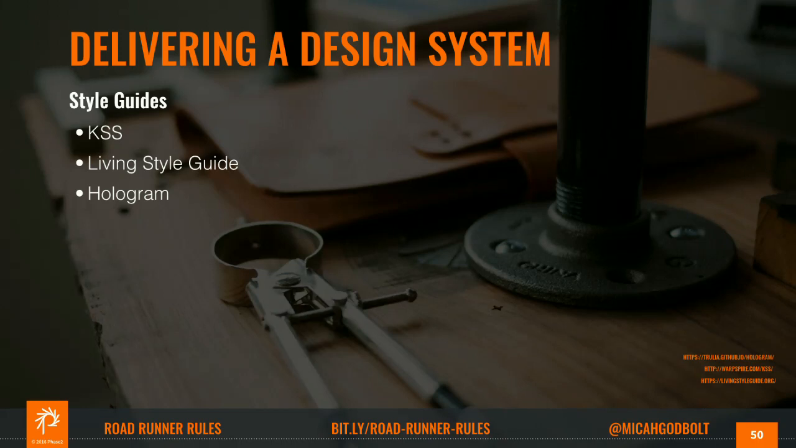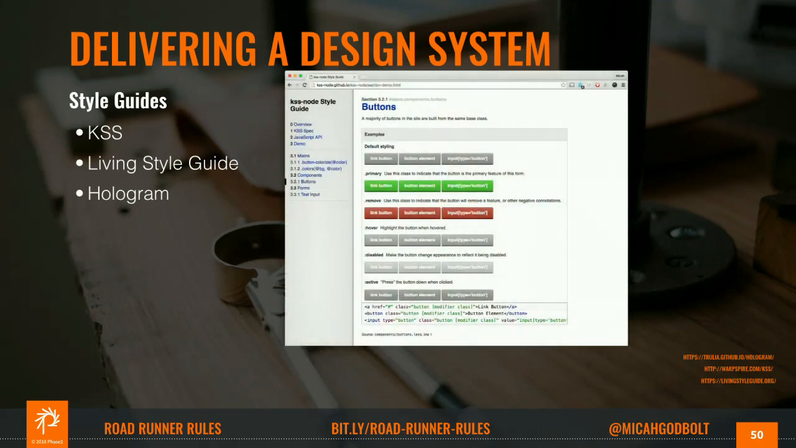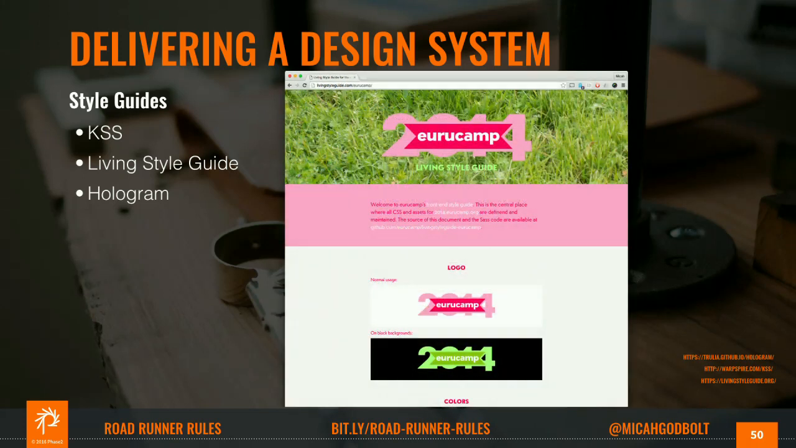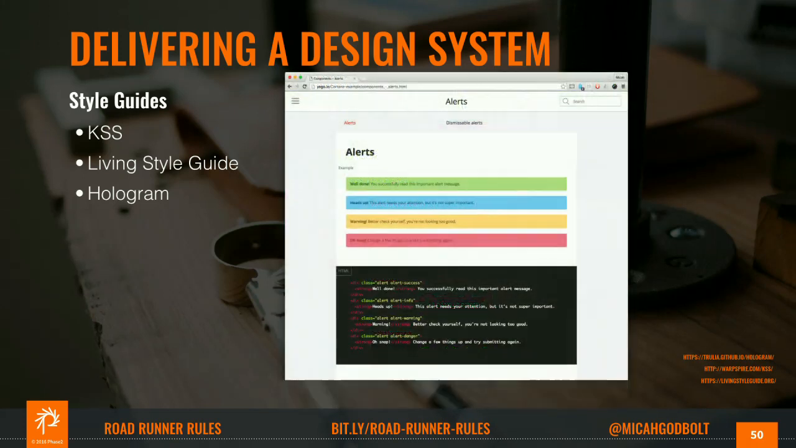That's something that people can get to and read and see basically what we've built and how we've built it. There's a few examples of these. We've all probably heard of KSS Node. I know there's been a lot of talks about it around here at DrupalCon. But there's also Living Style Guide, and another one called Hologram. These are all, for the most part, pretty free form. They give you a doc block at the top of your CSS to put comments in and notes and link to things, put colors. It gives you space to document in a way that's going to be ingested and turned into something that looks a lot nicer.